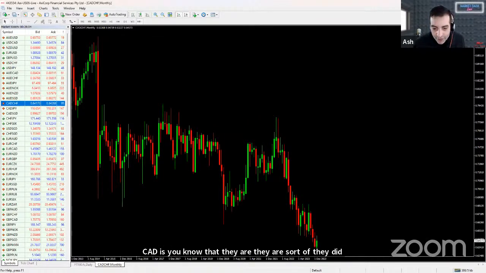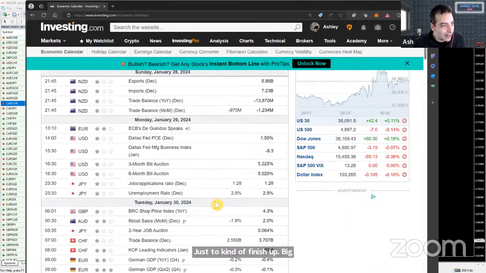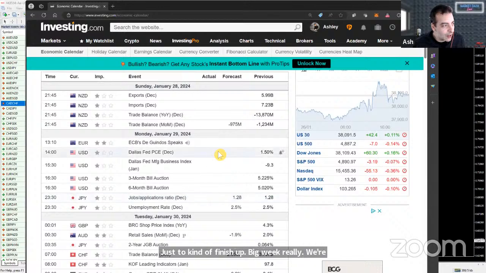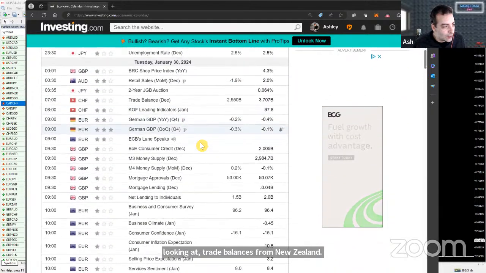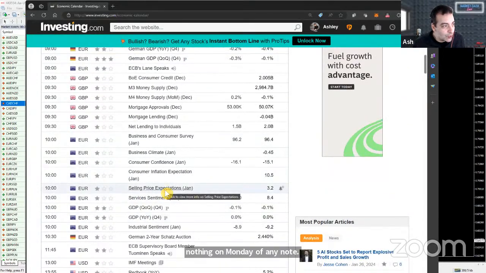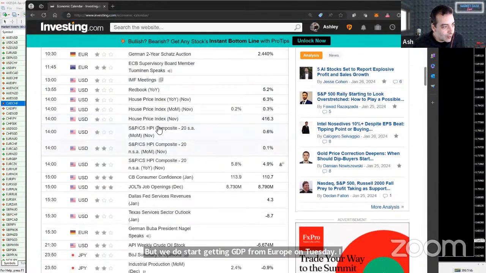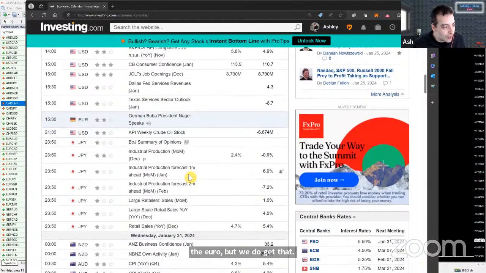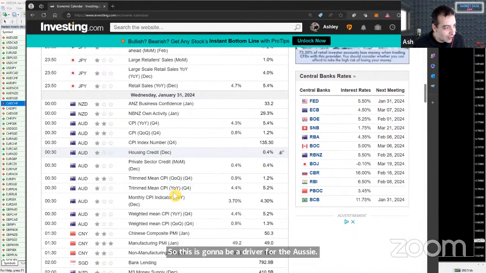If we look at drivers for the week, just to finish up, big week really. We're looking at trade balances from New Zealand. That could be a bit of a driver for the Kiwi. Nothing on Monday of any note, but we do start getting GDP from Europe on Tuesday. I don't think that's going to be the ultimate driver for the euro, but we do get that. We get jobs data on Tuesday from the United States. CPI, so this is going to be a driver for the Aussie. So watch the Aussie have some volatility this week.